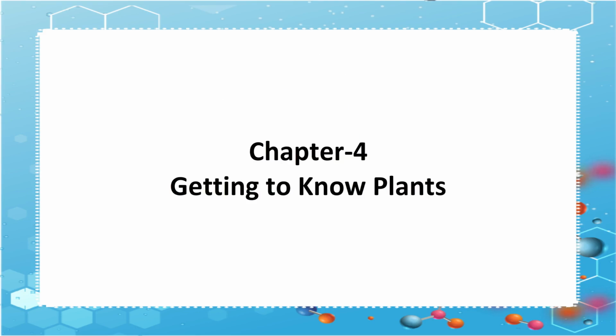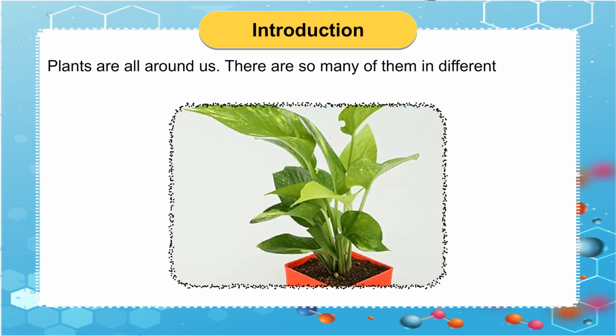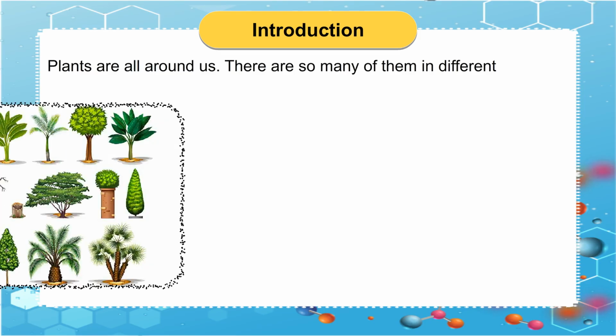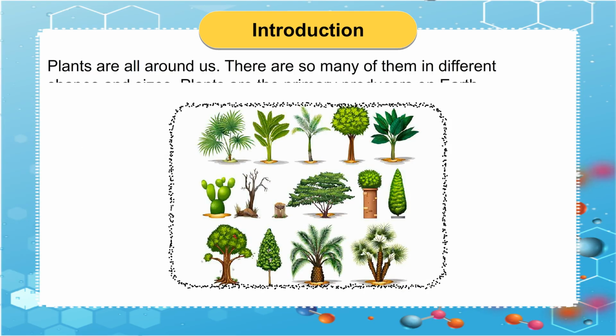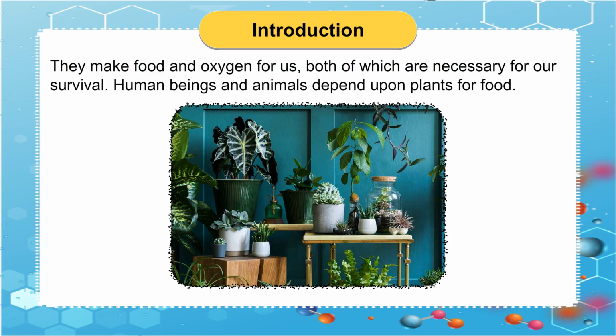Chapter 4, Getting to Know Plants. Introduction. Plants are all around us. There are so many of them in different shapes and sizes. Plants are the primary producers on Earth. They make food and oxygen for us, both of which are necessary for our survival.